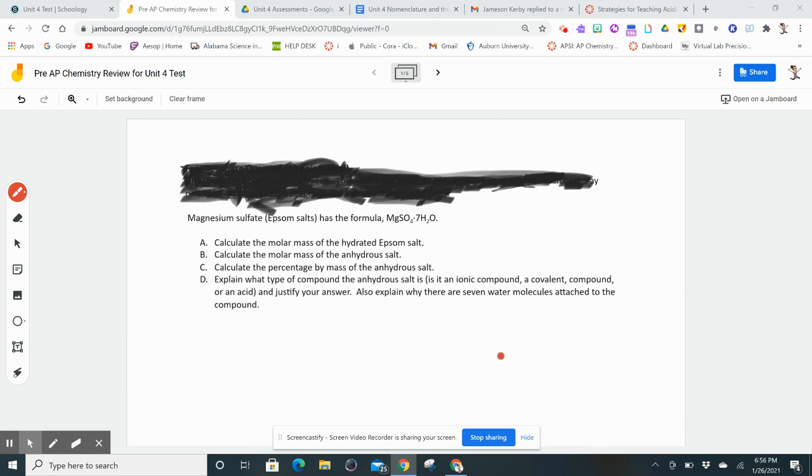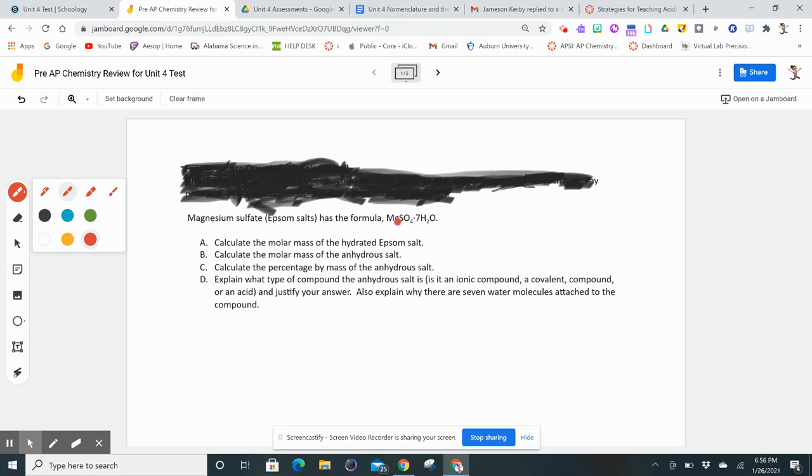Okay, so with this video, we're going to just work a little bit on empirical formulas to help you get ready for the test. So we have this problem here as an example. Magnesium sulfate has a formula of MgSO4·7H2O. That means I have seven waters that are attached to this compound.